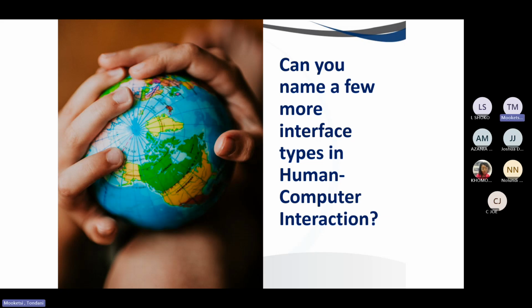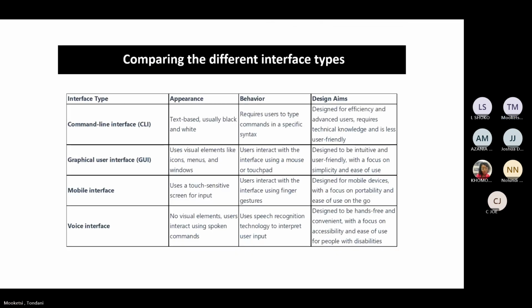Okay, I'll just give you a summary. So this is a summary of the different interface types. You should be able to differentiate between the interface types based on appearance, behavior, and design aims. That is, when we are designing this type of interface, what must be taken into account.